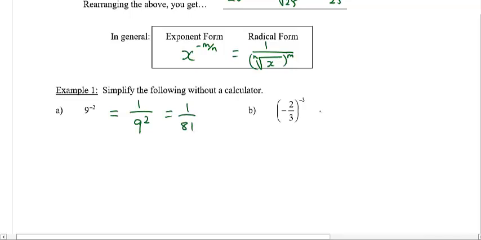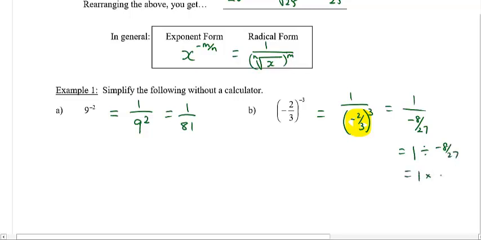Well, we have that negative, so we can go 1 over negative 2/3 raised to the positive exponent. Okay, we can actually do the denominator first. That becomes 1 over, and then negative 8 over 27. And then we can flip it, since 1 divided by negative 8 over 27 is the same thing as 1 multiplied by 27 over negative 8. So our answer is just negative 27 over 8.